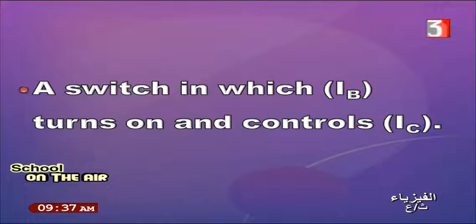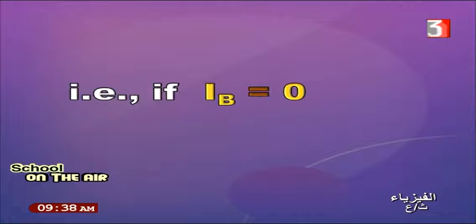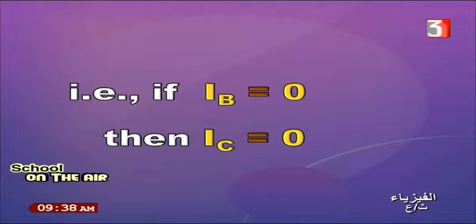How? Simply because, as I said, there is an essential current that must flow so as to let the emitter current pass through the collector: the current of the base. So it is a switch in which the current of the base turns on and controls the current of the collector. If the current of the base equals 0, no current flows to the collector. IB equals 0, IC equals 0.